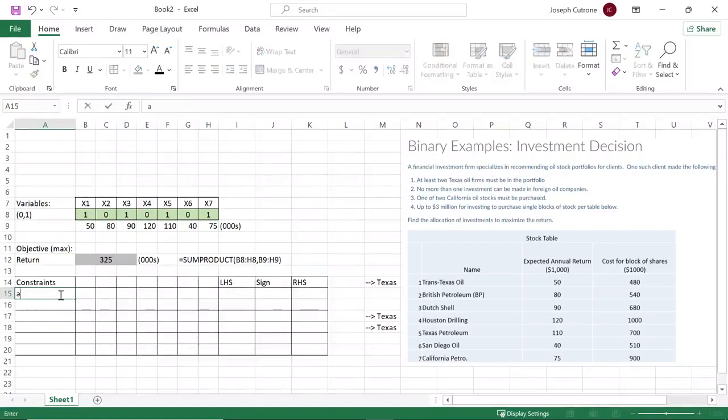So let's label this constraint, at least 2 Texas. Which ones did we say those were? It was the first one, the fourth one, and the fifth one. So I'm using a 1 here. Again, 1 means turn it on, yes, to purchasing that one.